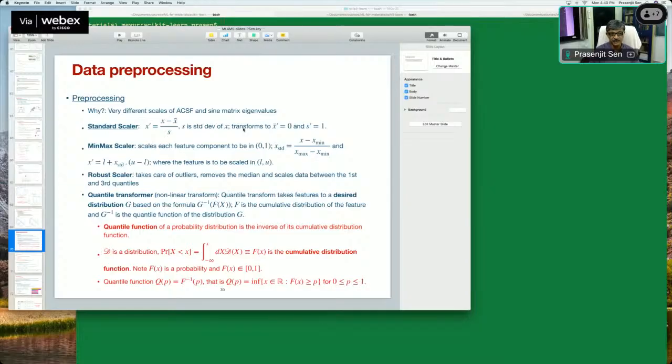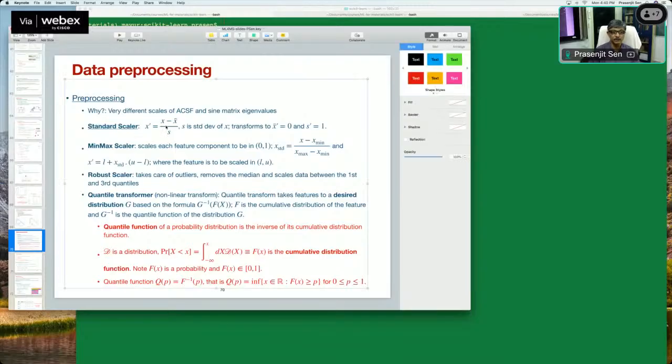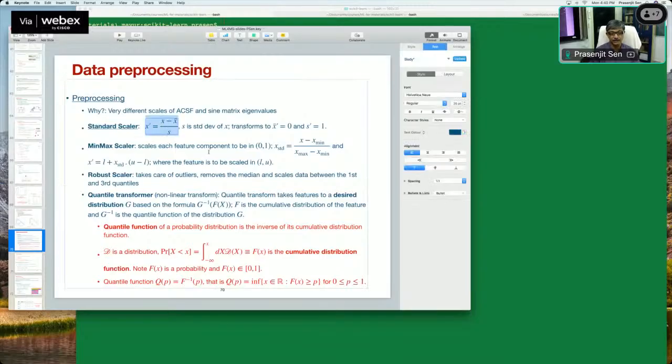So one is the standard scaler, which is the first one. What it does is, from the given features, it just removes the mean. So x, the feature, is transformed to a new feature x prime. First you subtract its mean and then divide by the standard deviation of x. And so the new feature x prime, by construction, has mean equal to 0 and standard deviation equal to 1.